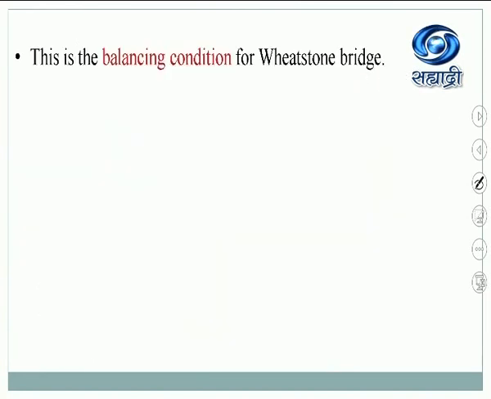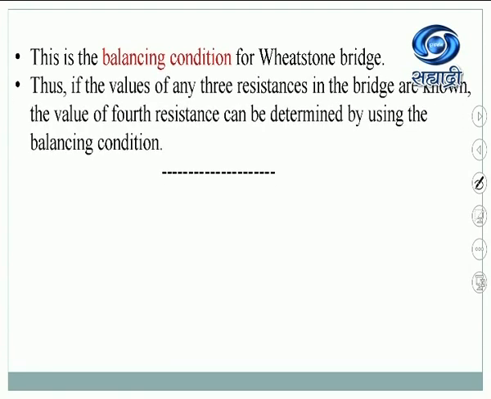So this is called the balancing condition for the Wheatstone bridge. If the values of any three resistances in the bridge are known, the value of the fourth resistance can be determined by using the balancing condition. So this is about the Wheatstone network or the Wheatstone bridge.